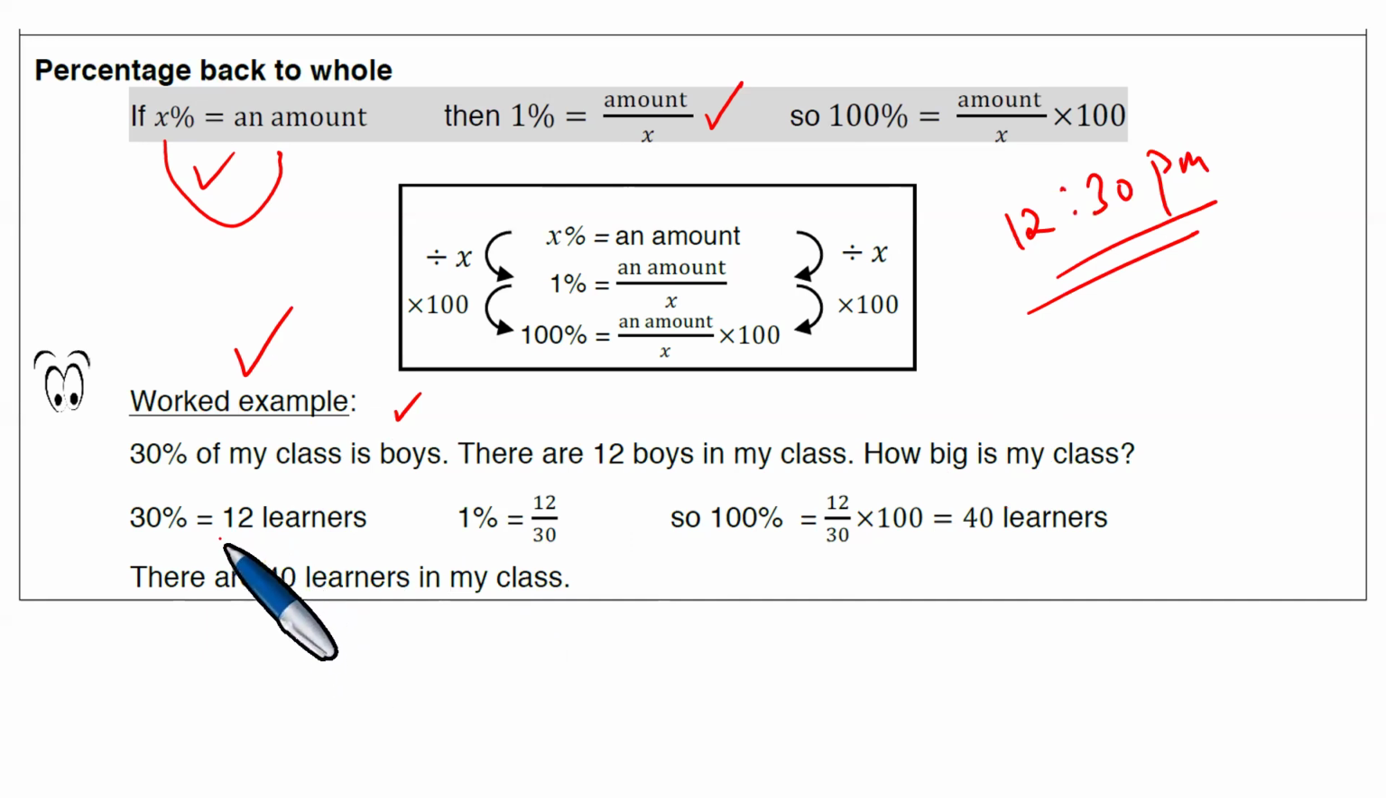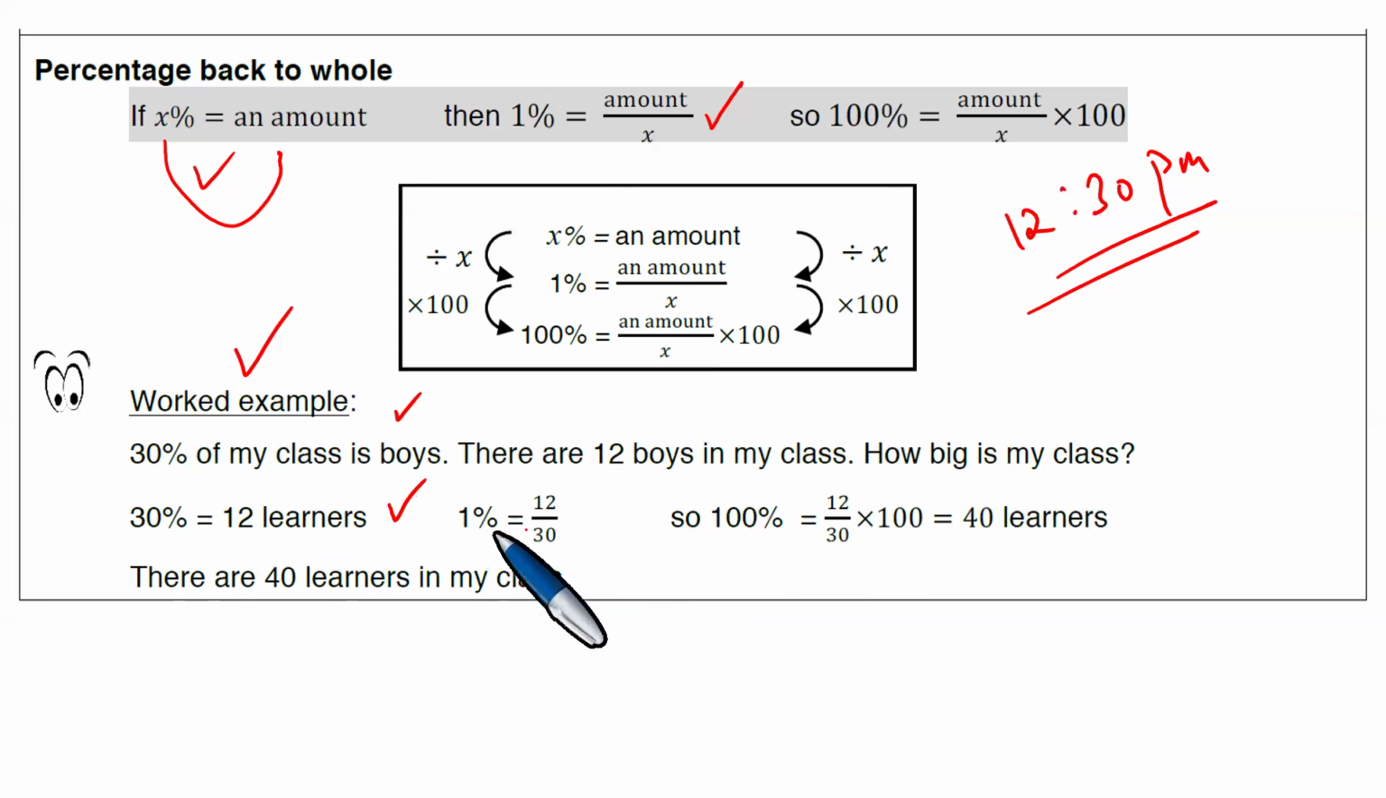Right, worked example. We're saying 30% of my class is boys. There are 12 boys in my class. How big is my class? So we have 30%, which is 12 learners. In other words, 30% of my class is boys, and that means that 30% equals the 12 learners, which are the 12 boys.